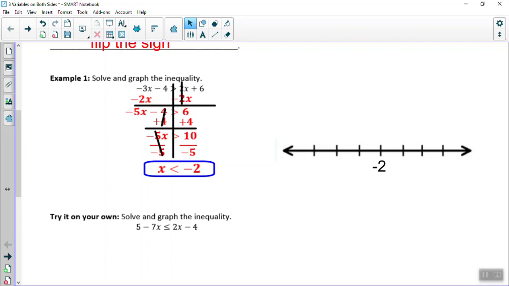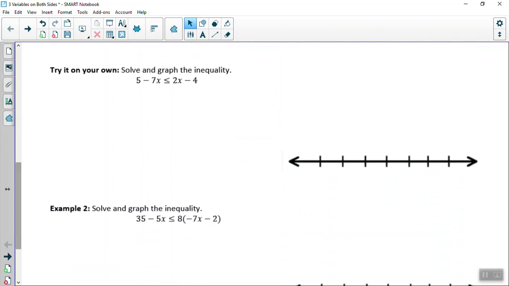All right, when we go to graph that, we have to come over here. I believe your number lines actually have the numbers on them. So I'm going to put my circle above negative 2. Because this is just less than, it's going to be an open circle. And then I need all the values that are less than negative 2, so I draw my line to the left. Now I want you to come down here and try this problem on your own. Go ahead and pause the video now.